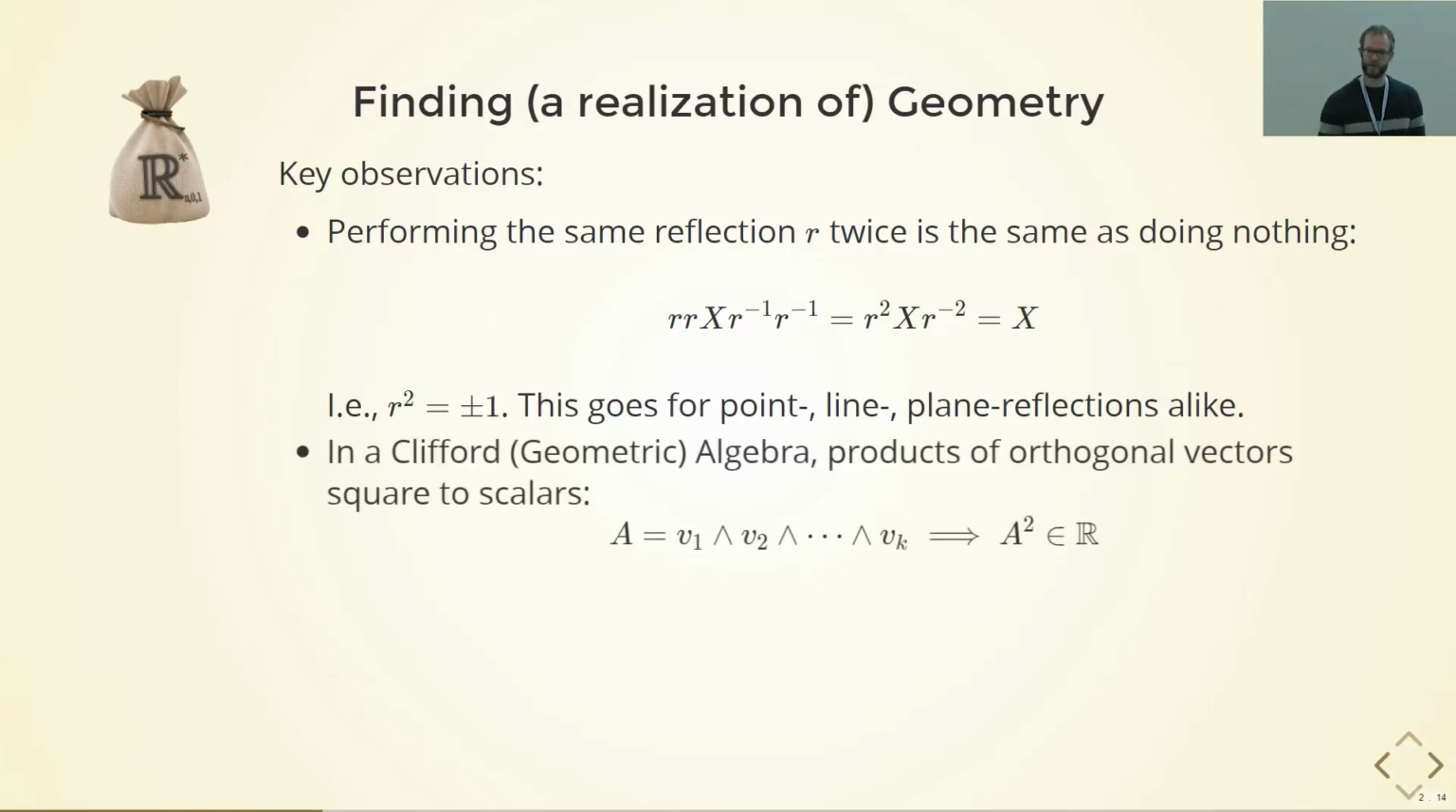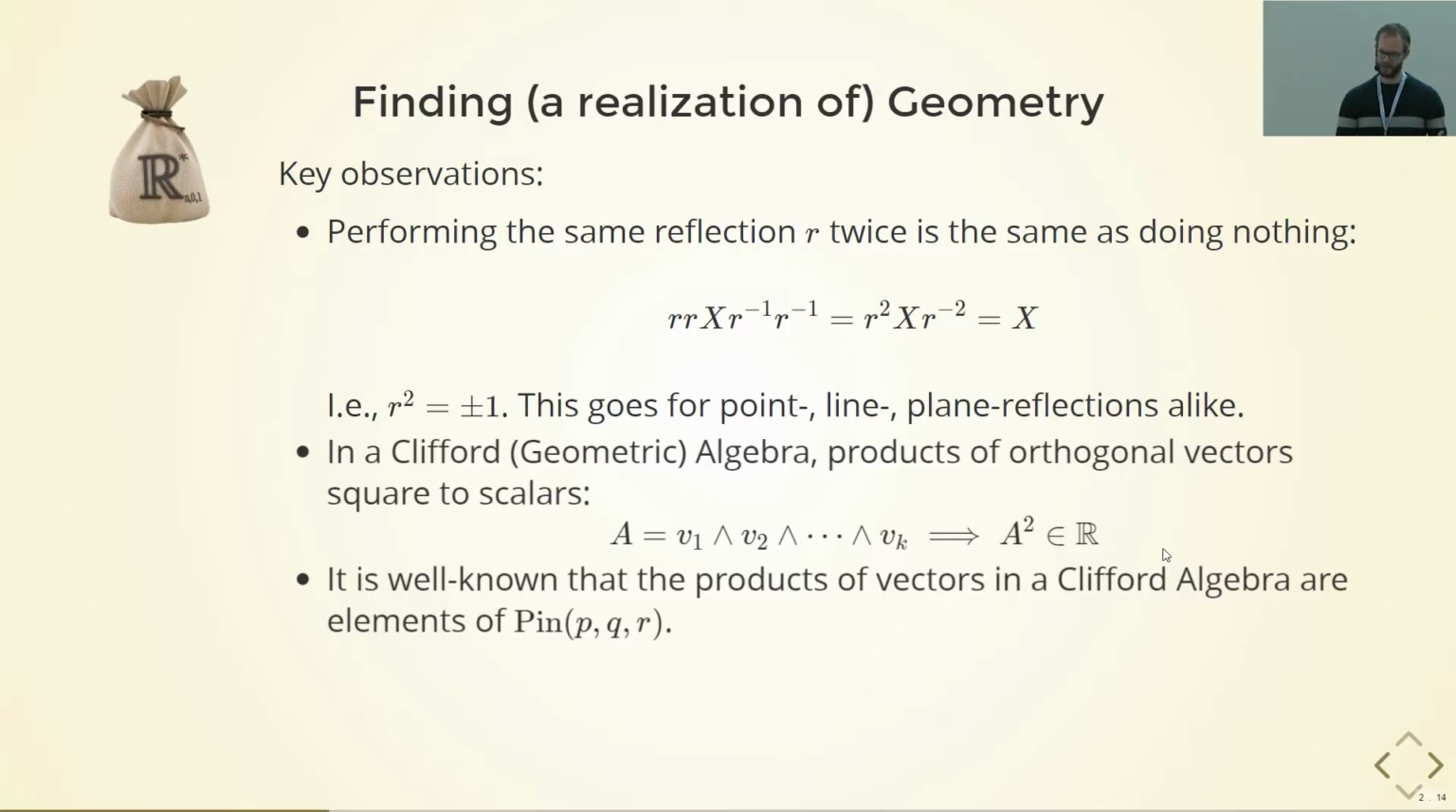And we know that in a Clifford or geometric algebra, the products of orthogonal vectors square to scalars. So these are the blades. If you take the product of k different orthogonal vectors, such a quantity will always square to a scalar. And lastly, it is already a well-known fact that the products of vectors in Clifford algebras make up something called pin groups. And those are indeed the groups of reflections. So we can realize these ideas of geometry that I've talked about now in a geometric algebra.